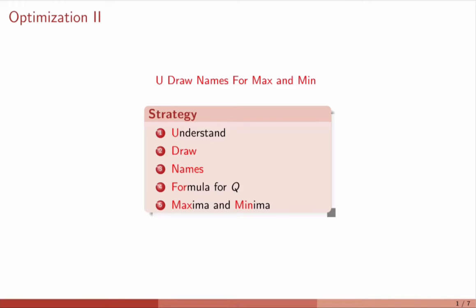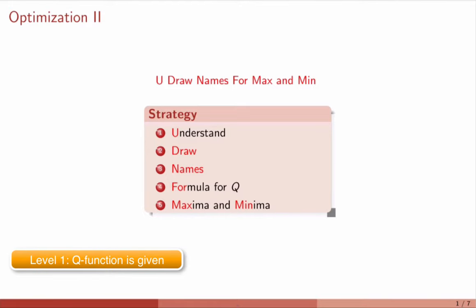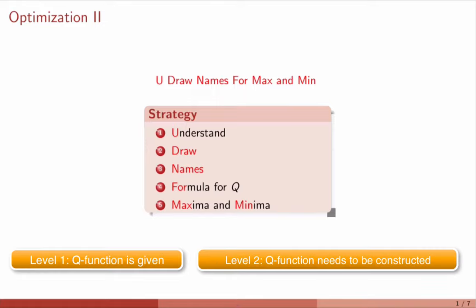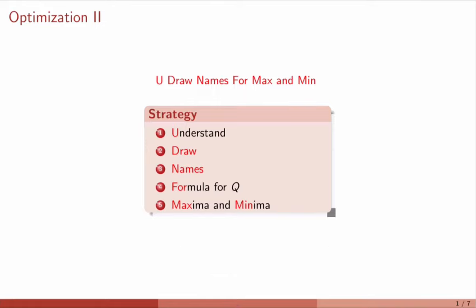Welcome back to optimization. As instructors, we distinguish problems as level 1 and level 2 problems. While level 1 problems are optimization problems where the function is given, in level 2 we denote problems where the function is not given and needs to be constructed. So here I give you a very typical level 2 problem for optimization.